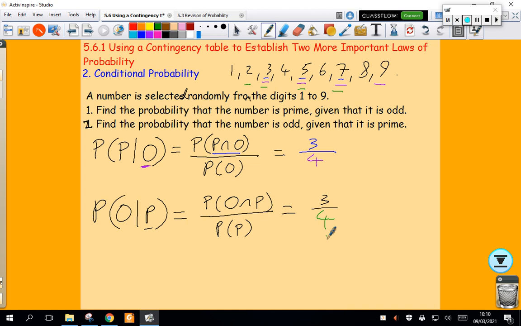The next thing we look at is using this rule to derive an expression for the multiplication rule. So remember your rule: the probability of A given B is equal to the probability of A intersection B divided by the probability of B.